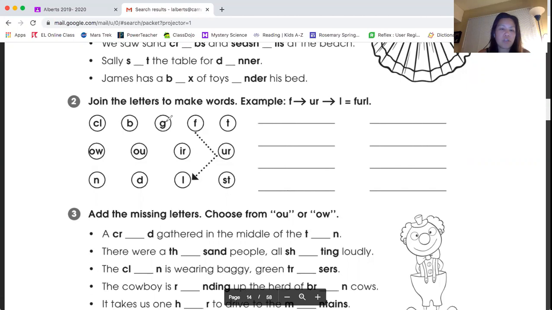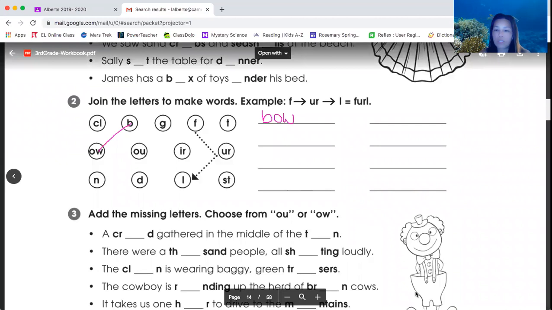So let me see if I can find one right now as I'm doing it with you. Maybe we can do B, O, W, and that spells bow. So then I would just write that in there like so. Okay. The third one, ooh, I just went underwater. So cool. Okay, question number 3, let me clear my drawing.